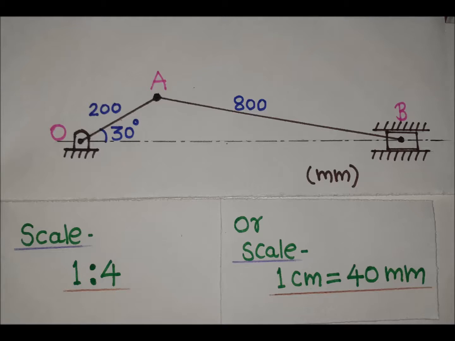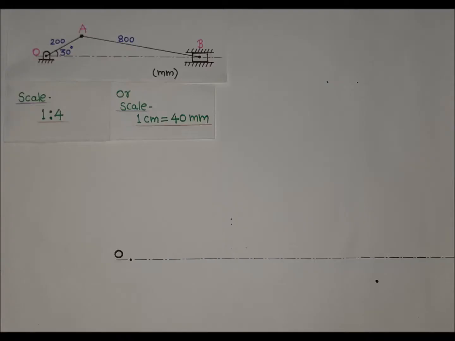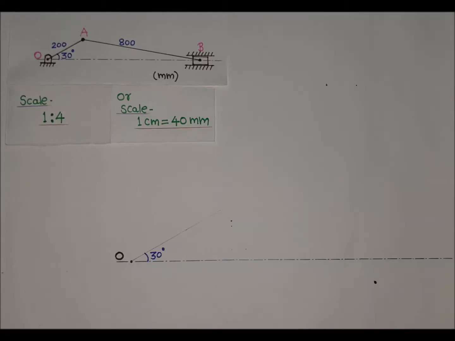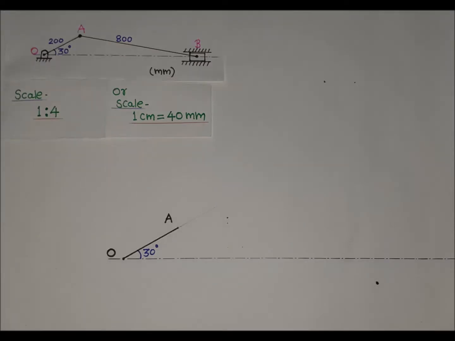Now we will draw the configuration diagram. Draw a line which will represent the line of action of the slider. On that line mark point O. Now draw a faint line at 30 degrees to the line of action. On this line mark point A. OA is 200 mm. According to scale, 1 centimeter is equal to 40 mm. Therefore, OA will be equal to 5 centimeter in the configuration diagram.